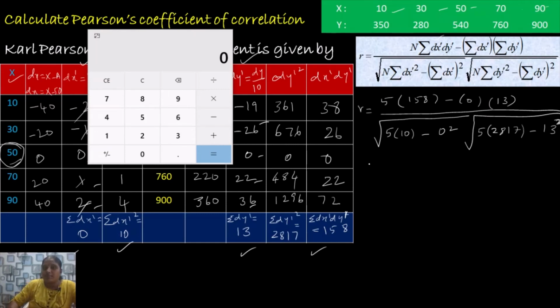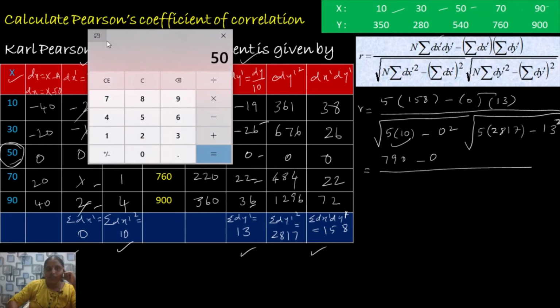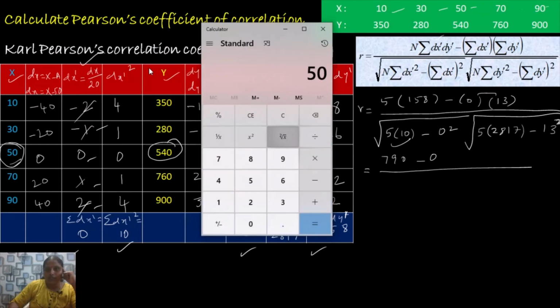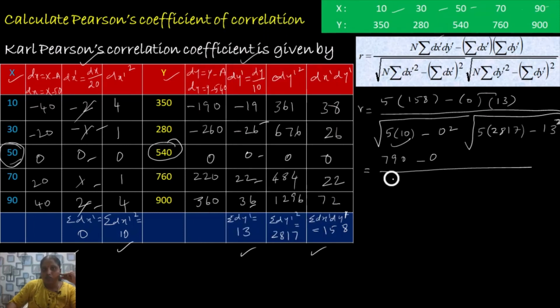Next, by simplifying this we get 5 multiplied by 158, you get 790, minus 0 multiplied with 13, which is 0, over 5 multiplied by 10 is 50. If you take the square root of 50, you get 7.071. We have to take up to 3 decimal places. So 7.071.